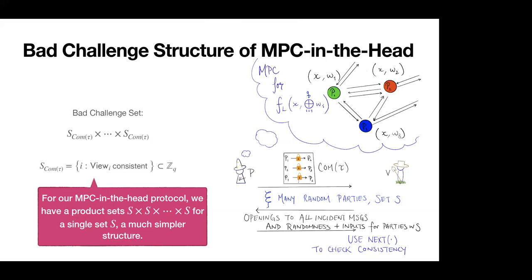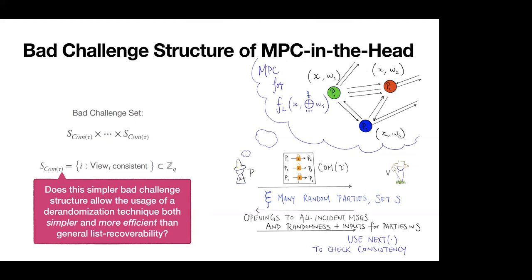So in the MPC-in-the-Head protocol, we just have product sets S cross S cross S cross S, and this critically uses the idea that we have independent verifiability for each of these parties specified by the verifier. And this is a much simpler structure, and we'll show how to exploit this simpler structure.